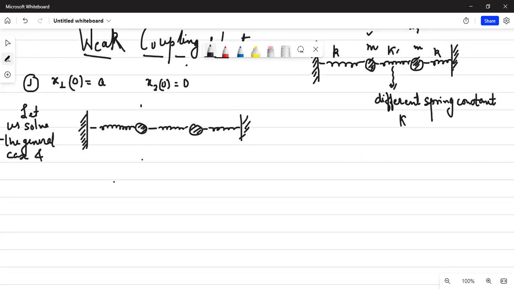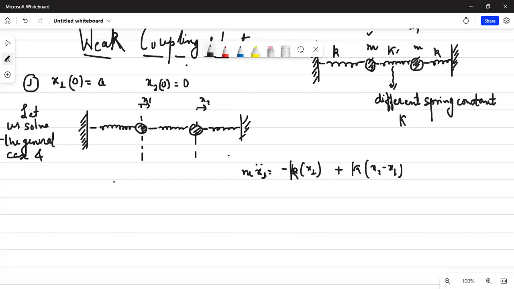So what is the general case? Let us consider the displacement from the equilibrium position. If the left mass is displaced by x1 and the right mass is displaced by x2, what will happen? I can write m x1 double dot equals minus k x1 plus, now instead of k I will have to write kappa here, kappa times (x2 minus x1), and I will write it as k here.